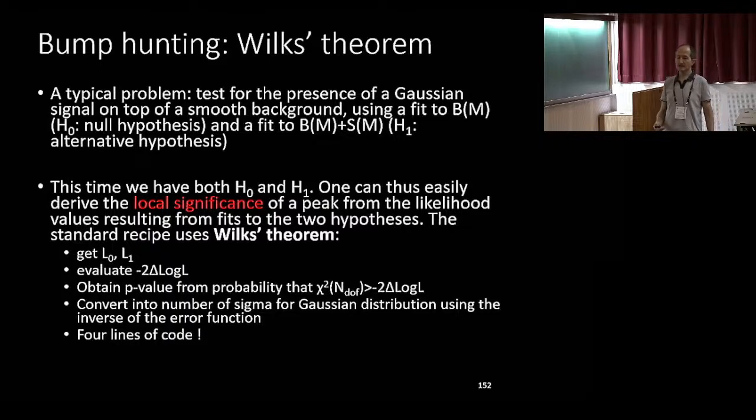And Wilk's theorem basically tells you that you can convert a log likelihood number into a chi-squared in this particular case. And you can do this because you have one nested hypothesis in the other. So you can convert a likelihood ratio or a log likelihood difference into a chi-squared and proceed to compute a p-value for the alternative hypothesis versus the null if the function that you are comparing to the null hypothesis is nested into the null hypothesis. So it becomes the null hypothesis for a particular value of the extra parameters that describe the alternative.